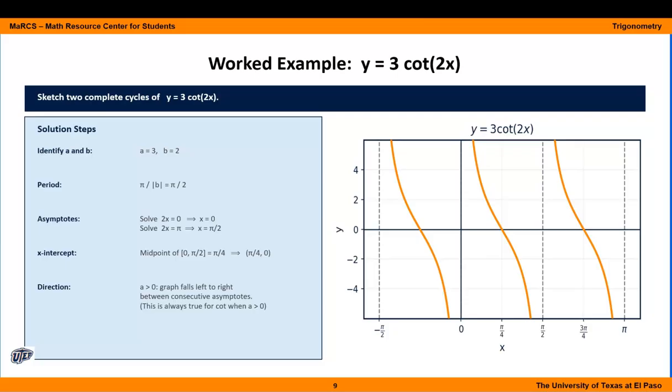Since a is bigger than 0, the graph decreases from left to right. So it starts high near the left asymptote, passes through 0 at the midpoint, and drops towards negative infinity near the right asymptote.